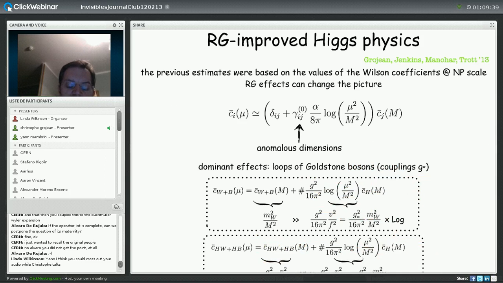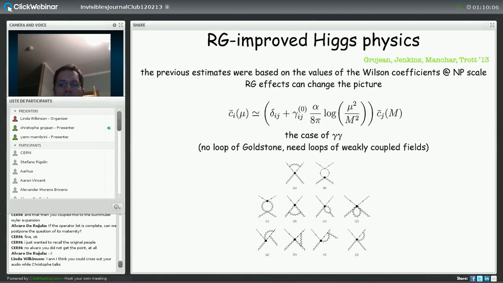But the case is different when you are looking at the mixing of CH into an operator which is loop suppressed at the scale of new physics. If you look at CHW plus CHB, this was loop suppressed, so you have this loop suppression factor of new physics. And in this case, the mixing coming from CH can be dominant and can be log enhanced compared to this tree-level contribution. So this means that you cannot neglect this running effect.